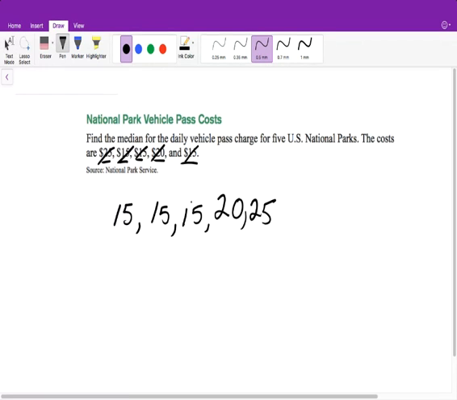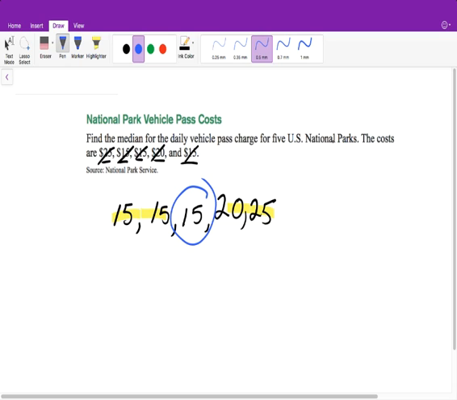So since we have an odd number of data, that means that we will have just one midpoint. So here, if you count, we have 1, 2 pieces, and here we have 1, 2 pieces. So that means that our median is this 15 all by itself.